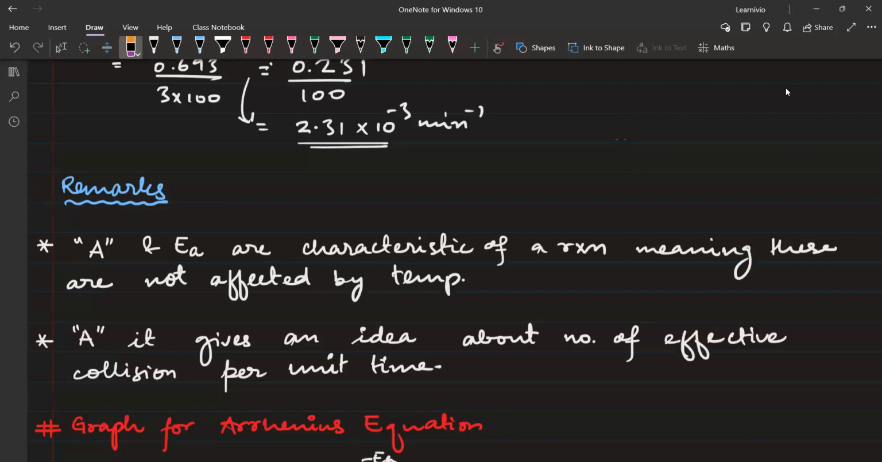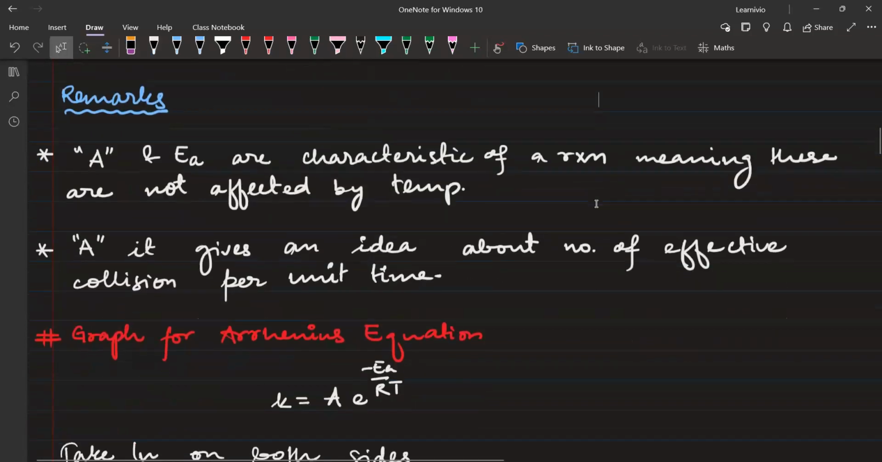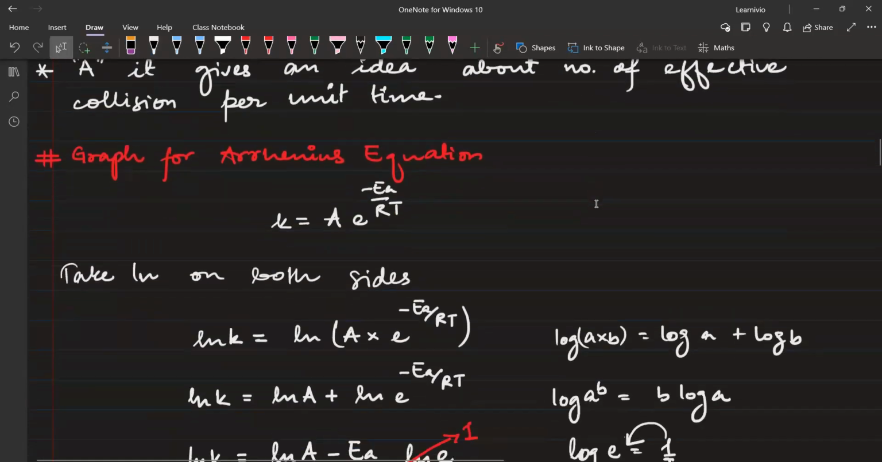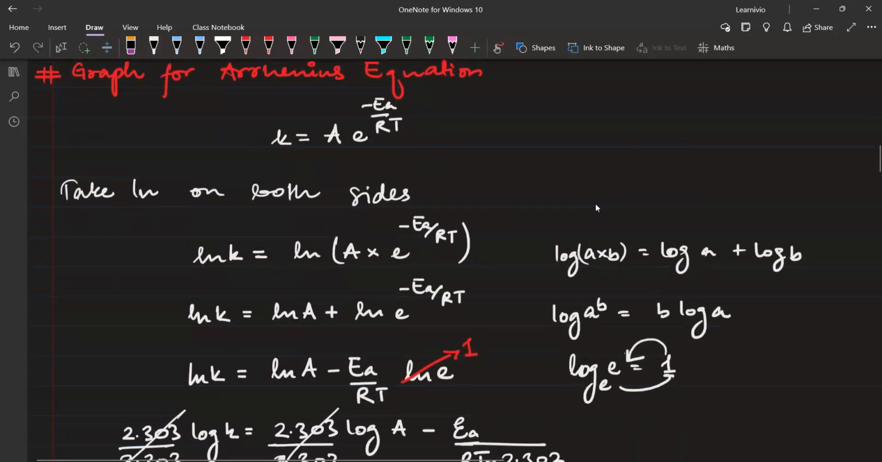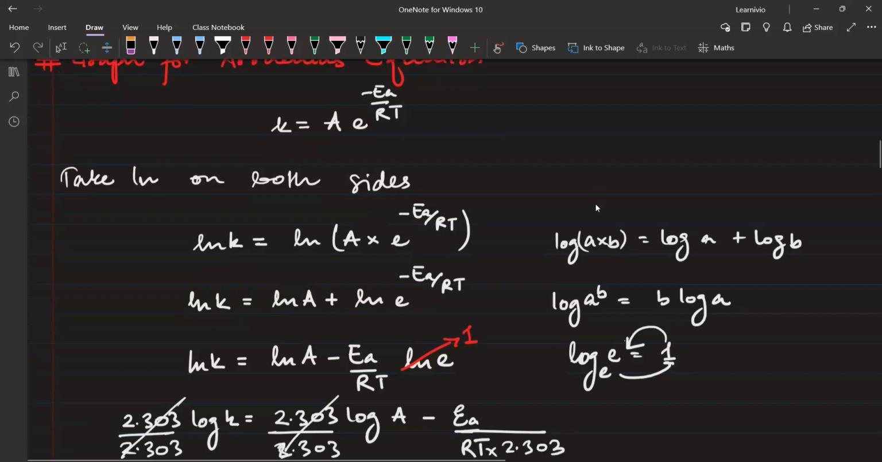ठीक है? चलिए. Next is the graph for Arrhenius equation. We have to alter a few things right now. So in order to take the graph, we have to have k that is equal to A into e to the power minus Ea upon RT. If I take natural log on both the sides, I will get ln k is equal to ln A plus ln e to the power minus Ea upon RT.